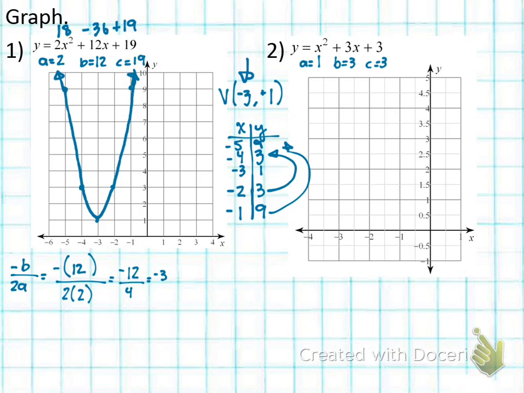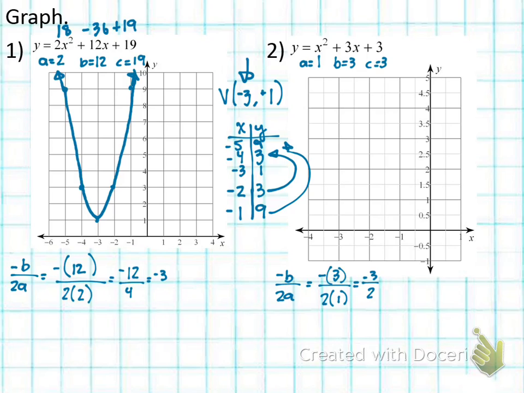Okay, so continuing on here, we figured out a, b, and c. We have negative b over 2a to find our vertex. B, remember, is positive 3. So it's going to be negative 3 over 2 times a, so it's going to be 2 times 1 here. Okay, so negative 3 over 2.